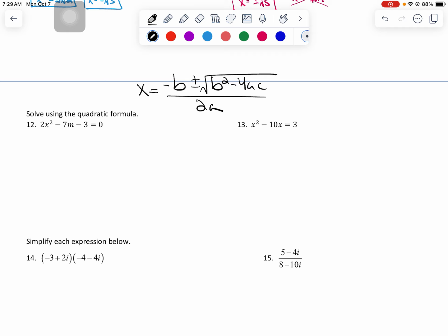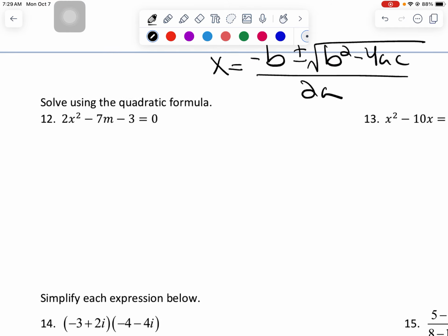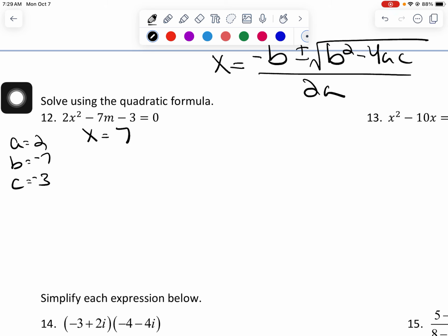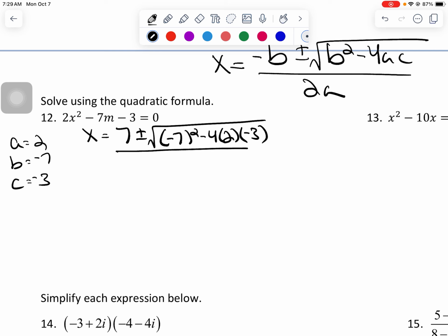over 2a. So for problem number 12, it is in standard form, so it's equal to 0, so that's good. All right, let's say a is equal to 2, b is equal to -7, and c is equal to -3. So x is equal to the opposite of b. Well, b is -7. Let's go ahead and make that +7, plus or minus the square root of b squared minus 4 times a is 2, c is -3, all over 2 times a.